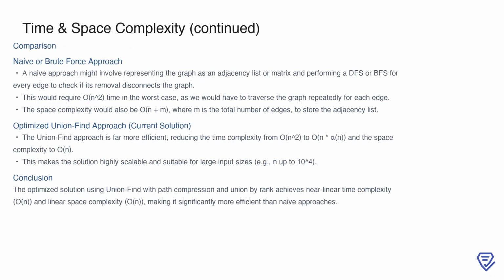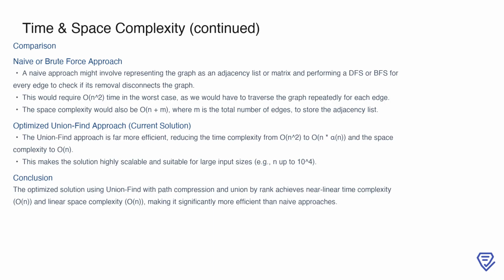When comparing this optimized approach to a naive solution, the efficiency becomes clear. A brute force method might involve representing the graph as an adjacency list or matrix and performing a DFS or BFS for each edge to check if removing it disconnects the graph. Such an approach would require O(n^2) time in the worst case, as it involves traversing the graph repeatedly for each edge. Additionally, the space complexity would be O(n + m), where m is the number of edges, to store the adjacency list. In contrast, the union find approach is far more efficient, reducing the time complexity to O(n * alpha(n)), and the space complexity to O(n).